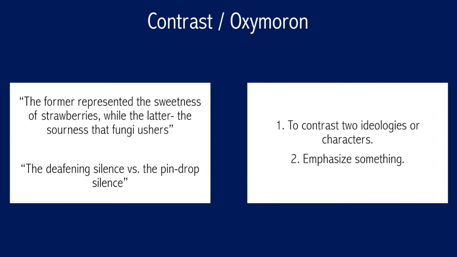For example, let's take the deafening silence, which uses two opposite words together, or is an oxymoron, and how it emphasizes the silence. We could say the deafening silence or the pin drop silence. Now, the deafening silence is much more powerful. The contrast just emphasizes how disturbing the silence was, and therefore the contrast over here actually helps us emphasize the point of the passage or the point of the line.